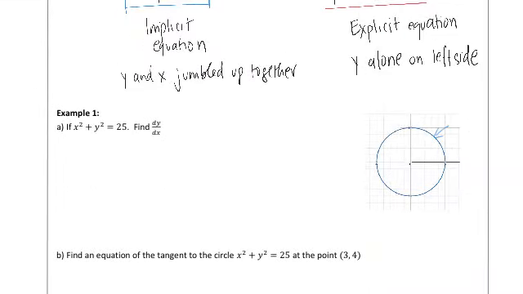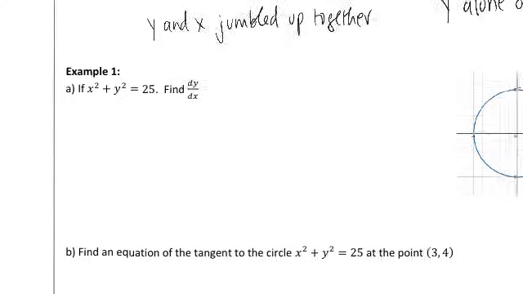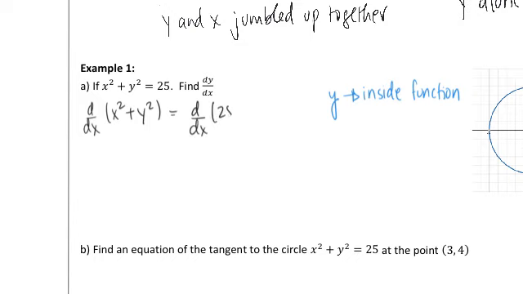So let's go to example 1. Here's the circle. This is our circle of radius 5, so this is 5 and 5. And this is the equation x squared plus y squared equals 25. So to find dy/dx, we take the derivative of both sides of this equation. And we're going to treat y as an inside function, right? That's really the only big difference here. So I'm just differentiating both sides with respect to x.